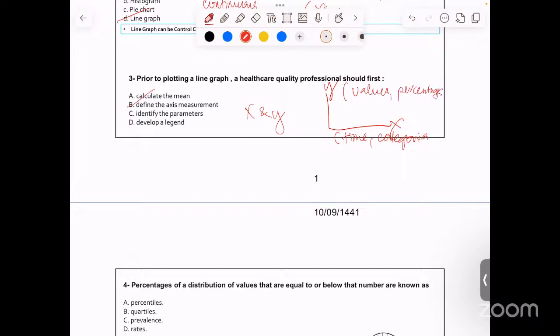Is it clear now, Dr. Gulam? Radha? So then you determine if the data is displayed over days, months, or years on the X axis. This one came out in the examination. So the correct answer is define the axis measurement.